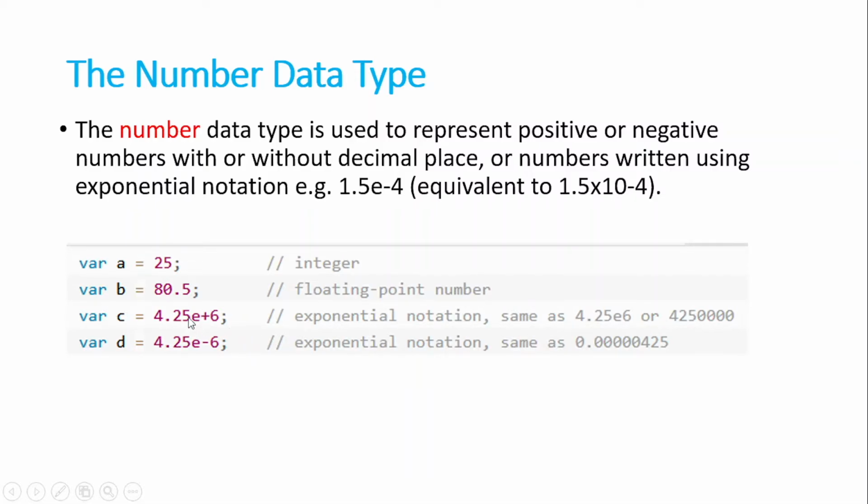This e means times 10 to the power, then if it is plus, then power 6 is positive, and if it is negative, then power is negative. 10 to the power negative 6. So basically it is that.